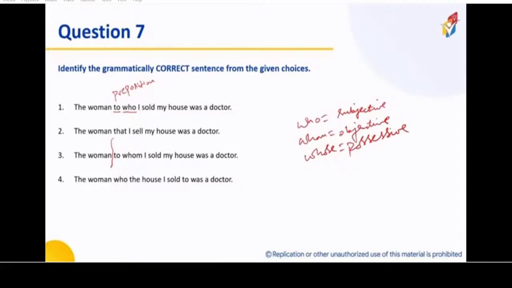So it should be, I sold my house to him or to her, right? You do not say, I sold my house to he. Therefore, it should be, I sold my house to her. And she is a doctor. If you were to make sentences out of it, you do not say, I sold my house to she. I sold my house to her. Therefore, you need a whom there.